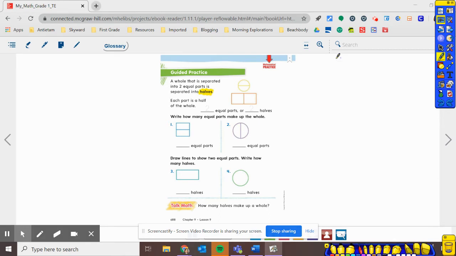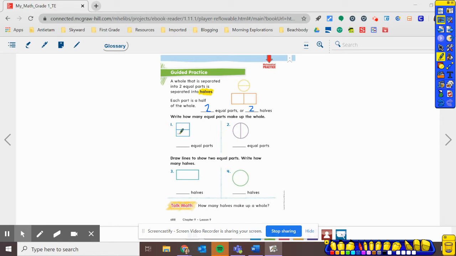So what it says up here is that two equal parts, so we're going to trace this number two equal parts is the same thing as saying two halves. So we trace the other two. So we could say it either way. We can say it has two equal parts, or we could say it has two halves.